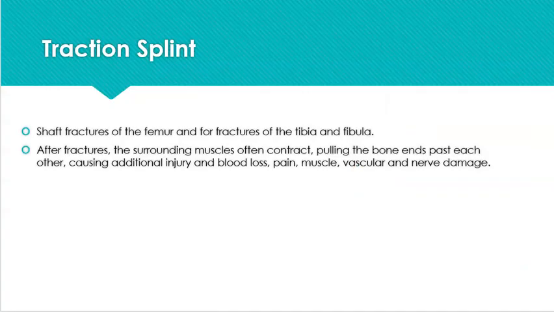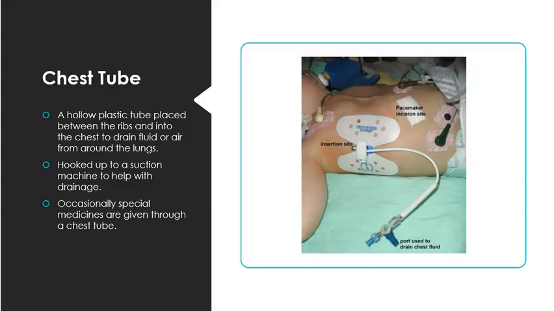A traction splint, so a shaft, is used for fractures of the femur and fractures of the tibia and fibula. The surrounding muscles often contract, pulling the bone ends past each other, causing additional injury, blood loss, pain, muscle, vascular, and nerve damage. So you can look further at that too.